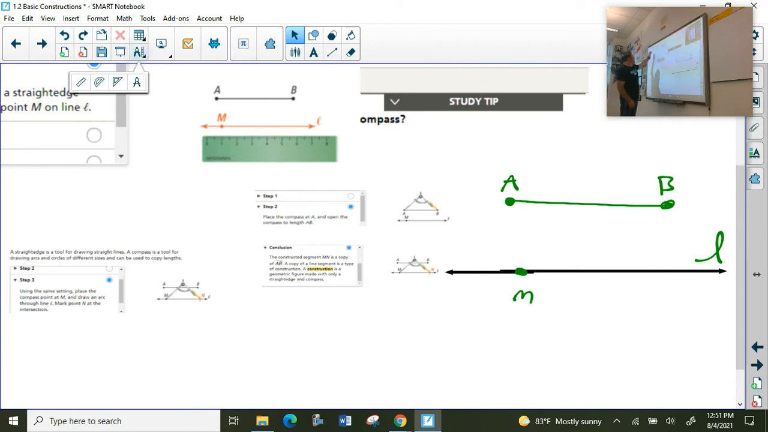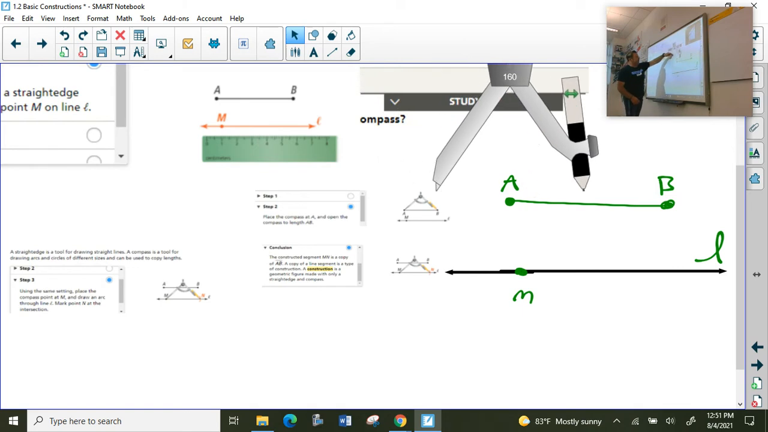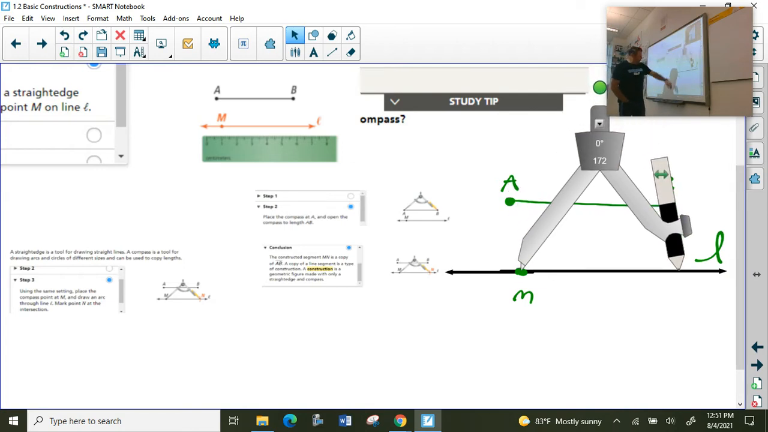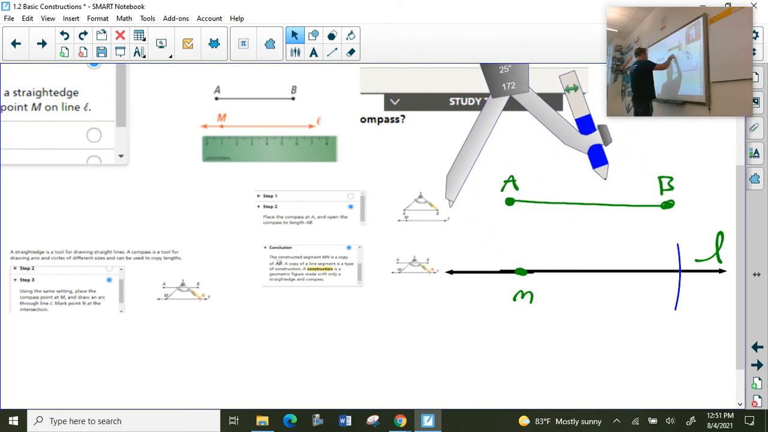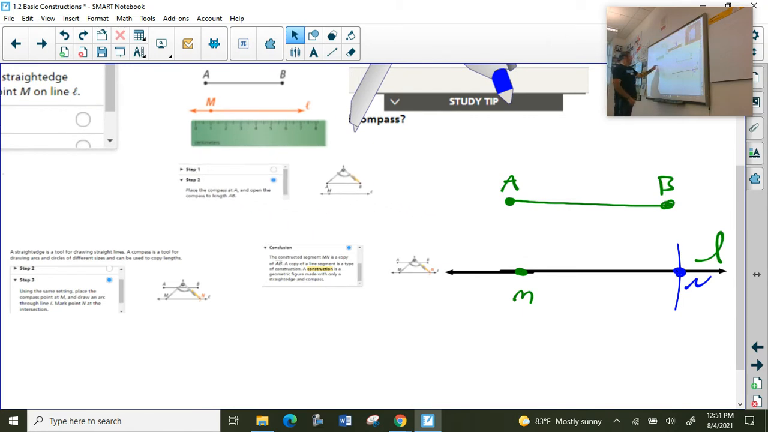Well, let's use a compass. A compass does more than draw circles. As we just learned, it keeps distances too. So all you're going to do is take your compass from those 2 points, slide it on down here, and make a little arc right there. We'll just call this N maybe. There. You just copied a segment.